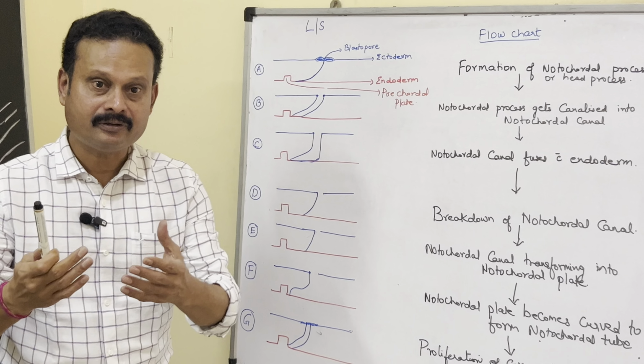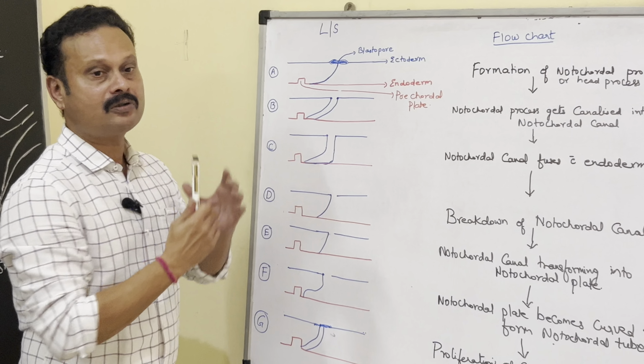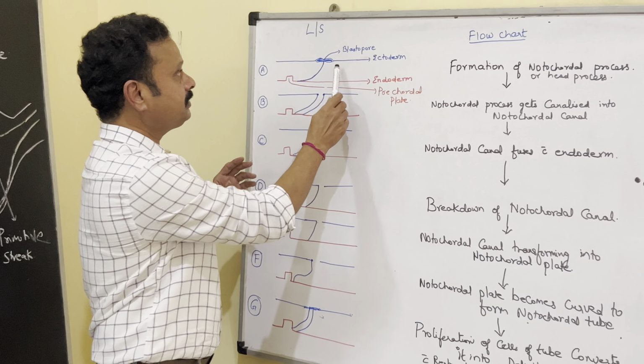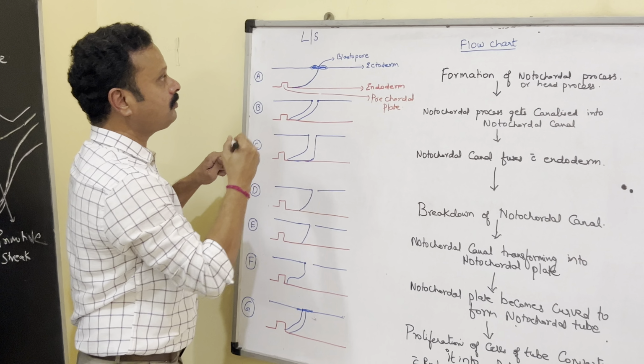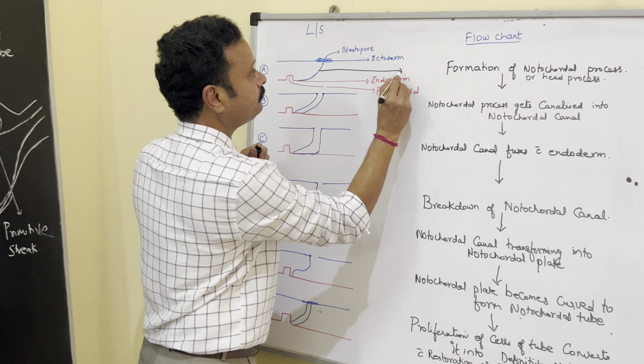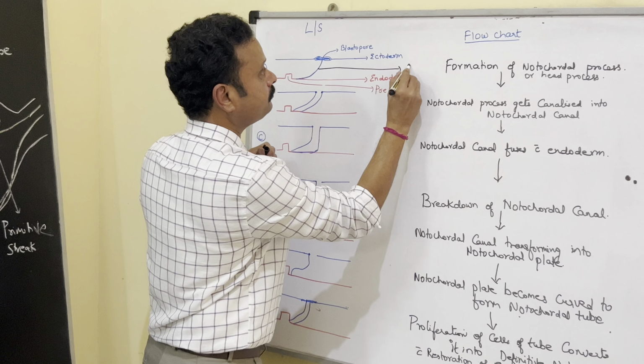So from the primitive node, it is the notochordal process. In this diagram, this is that notochordal process lying between ectoderm and endoderm, extending from the blastopore. In horizontal section, this is that notochordal process between ectoderm and endoderm.